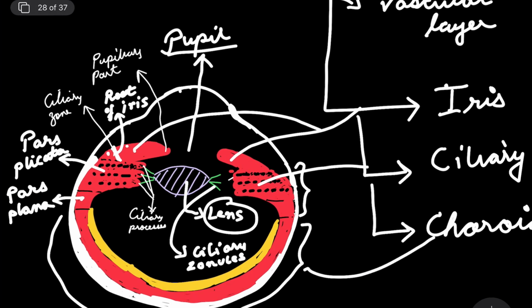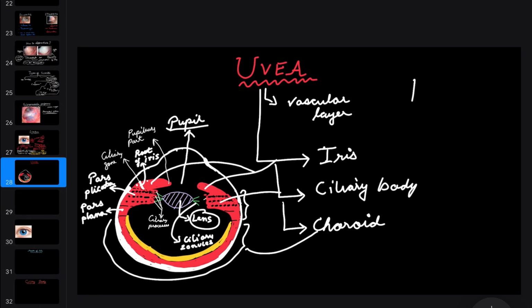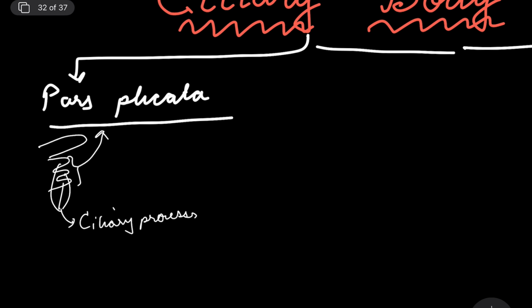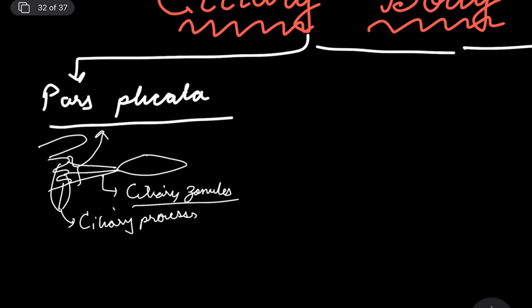So let's go back and quickly write this down. So pars plicata, as I had mentioned, suppose this is the iris and these things. This is pars plicata basically, and these individual finger-like things are called ciliary processes. And from the ciliary processes, we saw these were ciliary zonules. Okay, simple enough. I hope I have been able to properly communicate to you what ciliary zonules and ciliary processes are.